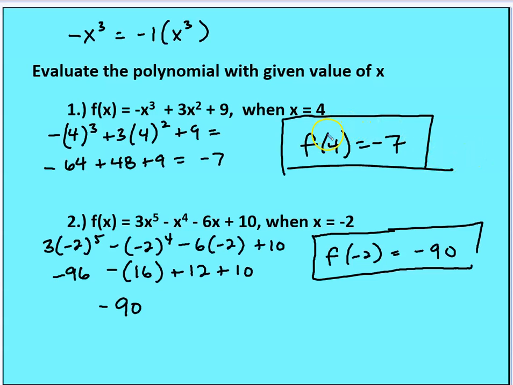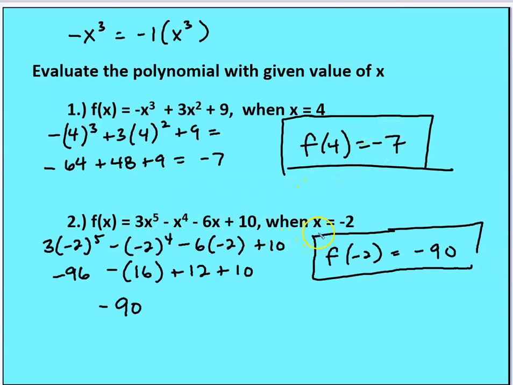Okay, for the first one, f of 4, substitute 4 in for x. Now remember, this negative sign is like a negative 1 times 4 to the power of 3. So we're not going to apply that negative sign until after we've taken the 4 to the power of 3. That becomes negative 64. So 4 times 4 is 16 times 4, 64. So that's 4 to the power of 3. 4 squared is 16 times 3 is 48 plus 9. And I end up with negative 7. So f of 4 is negative 7.